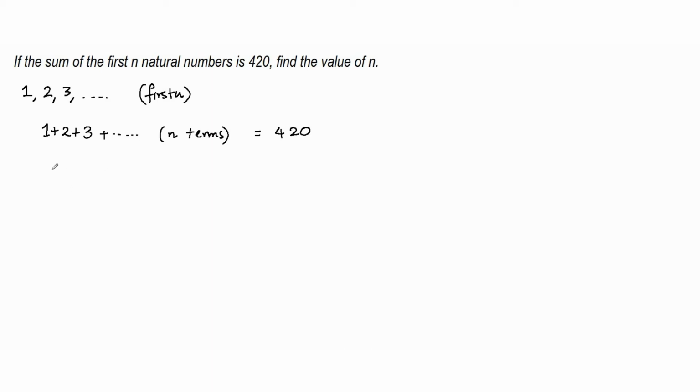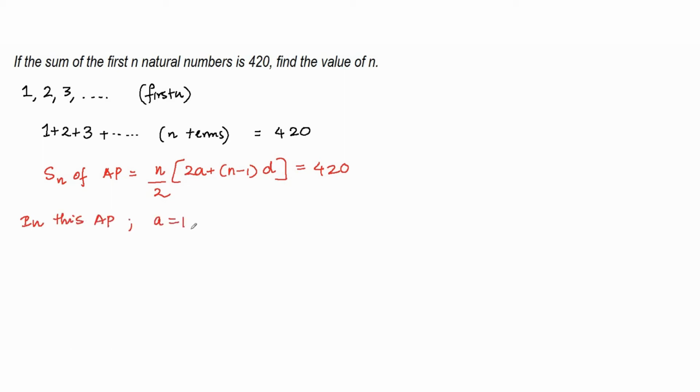Now we know that the sum of n terms of an AP is given by n by 2 times 2a plus n minus 1 times d. This equals 420. So over here in this particular AP, a is 1, right? In this AP, a is the first term. So a is equal to 1. Then the common difference is the difference between two terms. So the difference is 2 minus 1, that is also equal to 1.